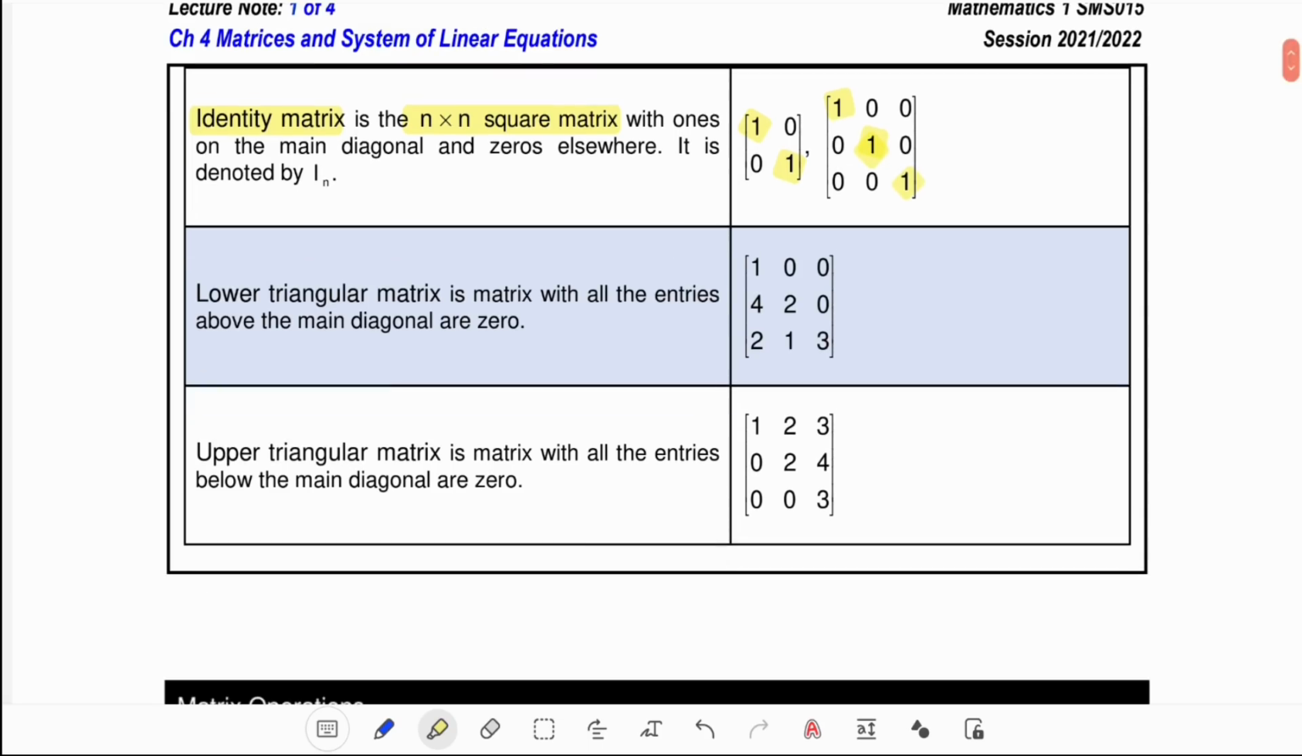And then we have lower triangular matrix. So lower triangular matrix means that all the entries above the main diagonal are 0. So basically this is a triangle that we can form. Above this triangle consists of 0 entries. That's what we call a lower triangular matrix. And the opposite of the lower triangular matrix is the upper triangular matrix, a matrix with all the entries below the main diagonal being 0. So the triangle here is like this. So these entries below are 0.